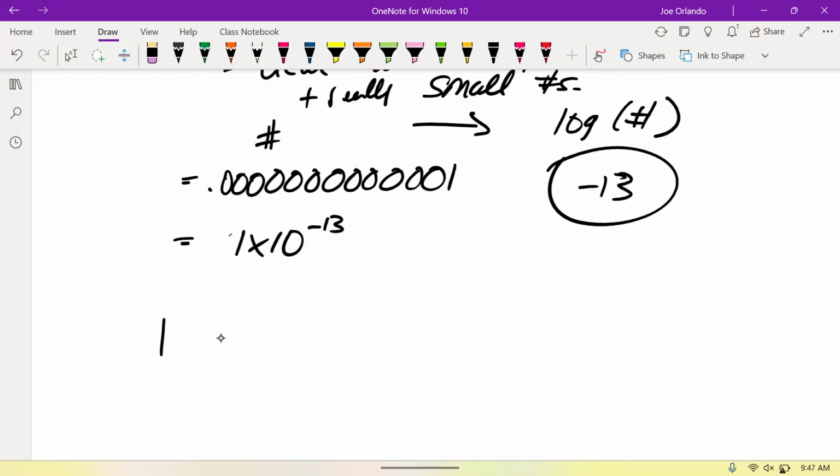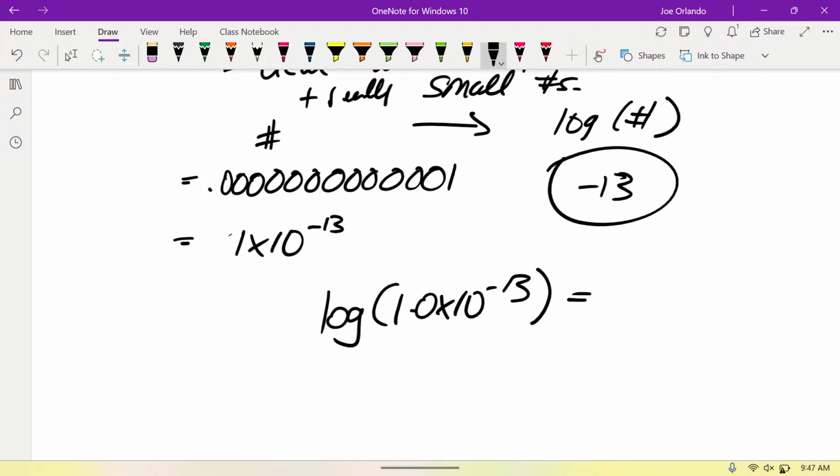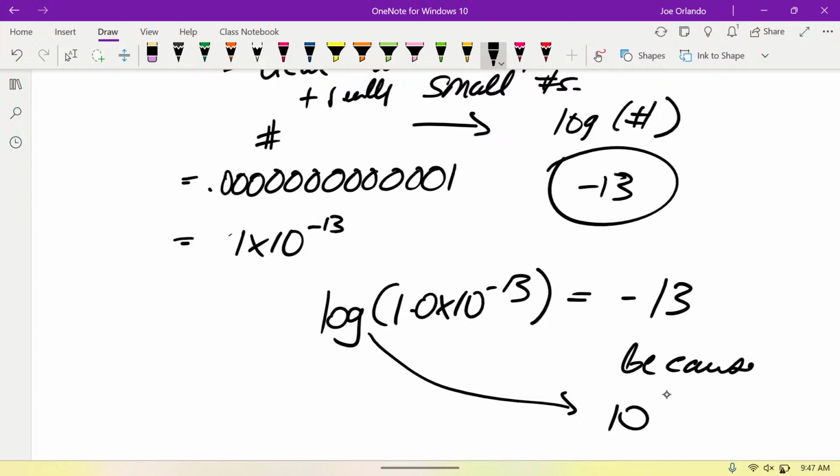So we are going to work in log base 10 in chemistry right until we don't. But right now we're going to work in log base 10. And so what we say is this. The log of 1.0 times 10 to the negative 13 is negative 13, because what that means is if we do 10, the base, to the exponent negative 13, it equals 1 times 10 to the negative 13. Does that make sense?